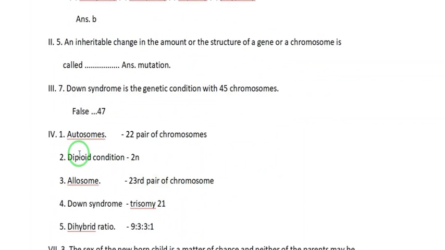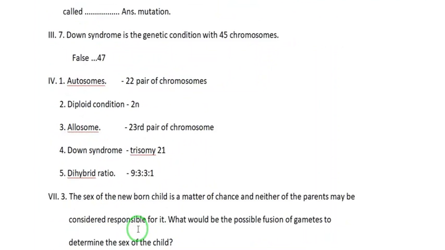Roman number 4. Match the following. So here also only the correct answer is given. Autosomes: 22 pair of chromosomes. Diploid condition: 2n. Allosome: 23rd pair of chromosome. Down syndrome: trisomy 21. Dihybrid ratio: 9:3:3:1.